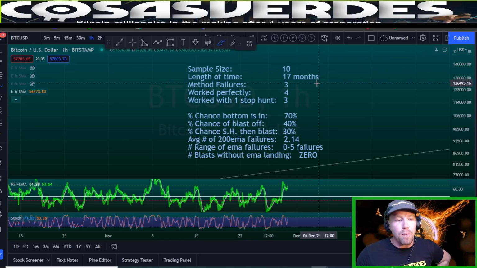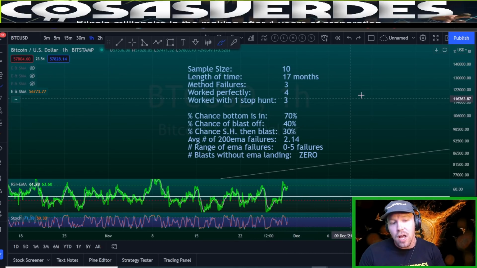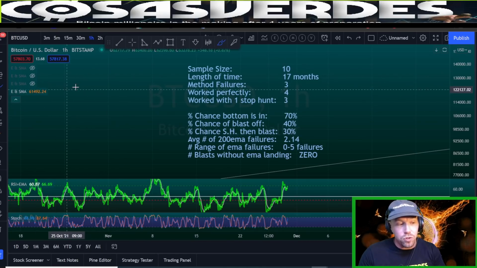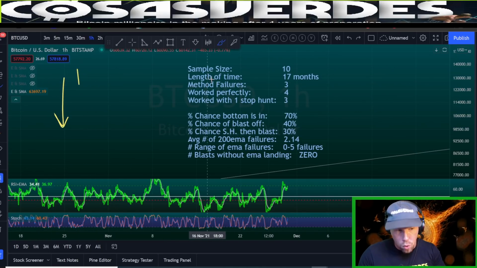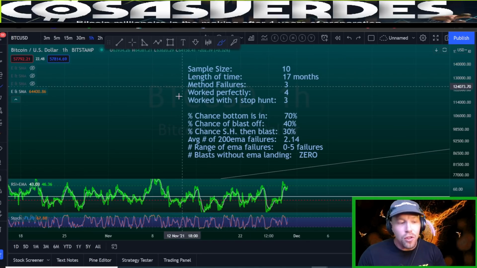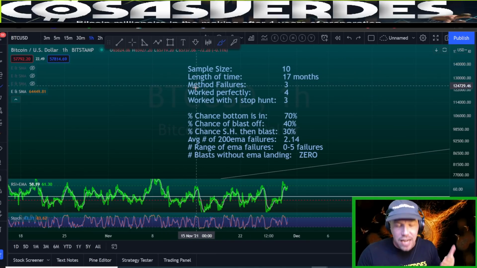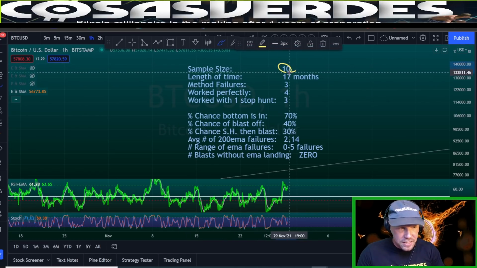Okay, so in the past 17 months, the situation has happened 10 times where price tanked. The parameter was that price had to drop 10% below the 1-hour 200 EMA in order to be included in the sample size, because I'm not counting every little dip, right? It's the dips at least that big or bigger. So in 17 months, it's happened 10 times, right?